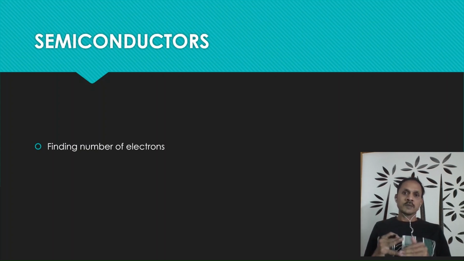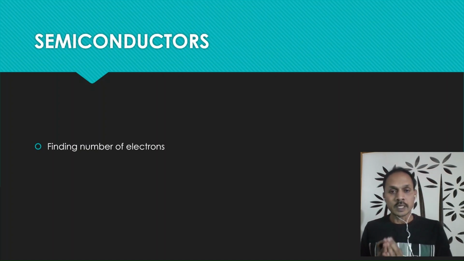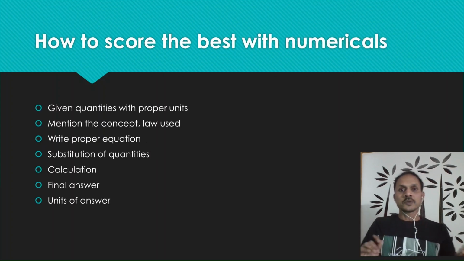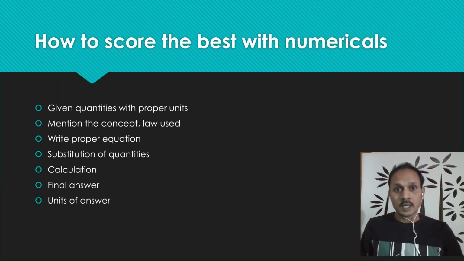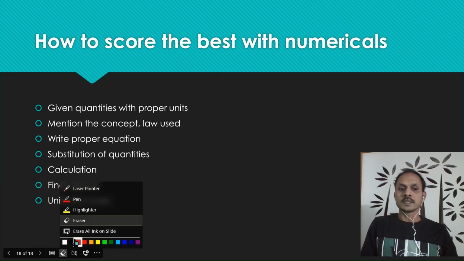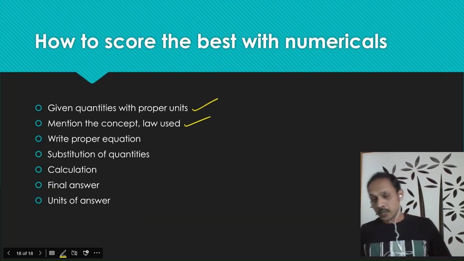Now let us see one important piece of information, how to present a numerical in the final exam. Let us see this. What steps you have to follow? First of all, whatever the question is given, you have to write the given data with proper units, isn't it? After that, what to do after writing the data? Now, which law you are using? For example, according to Gauss law or according to Ampere's law, something.